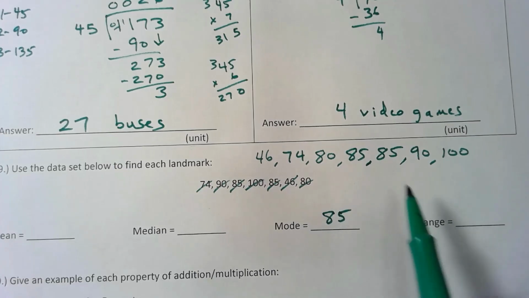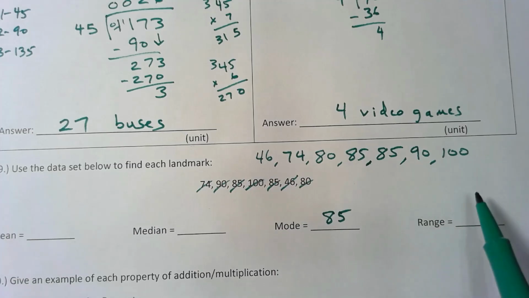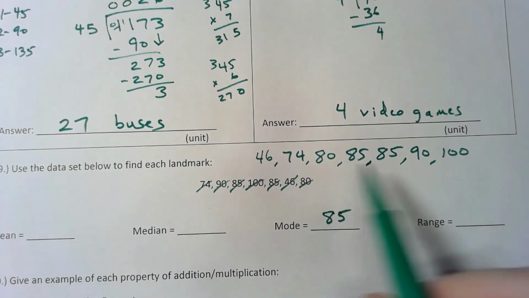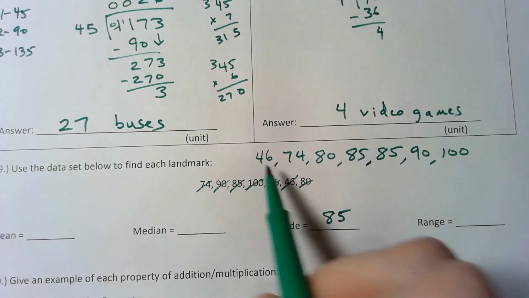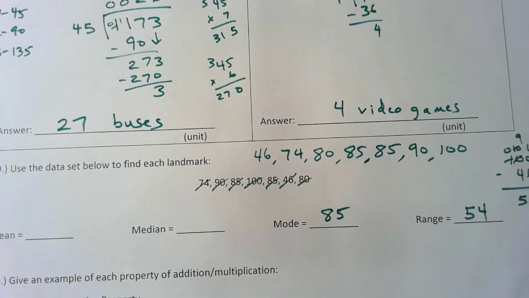The range is asking me to figure out how spread out my data is. So what I need to find out is how far apart the maximum and the minimum are. So I'm going to take 100, subtract 46, and that will tell me the difference between the maximum and the minimum. And it looks like the difference is 54. So my data is pretty well spread out.